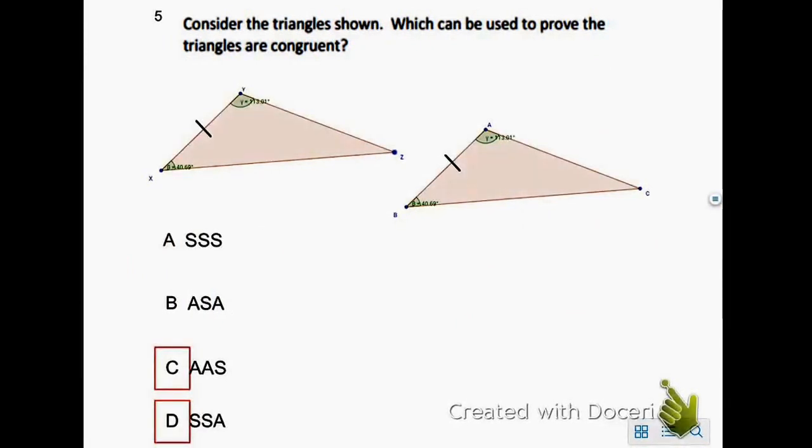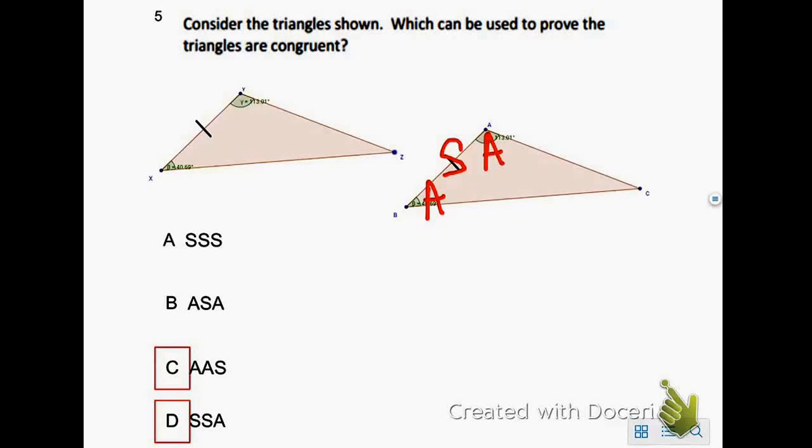Number 5, consider the triangles shown, which can be used to prove that the triangles are congruent. Now to me, I notice the triangles look congruent, and I want to read the marks that are on the triangles. You can only read what is marked on the triangle. So this mark here is marking an angle, so I'm going to put an A. The little line mark is marking a side, so I'm going to put S. And the last green mark is marking an angle.